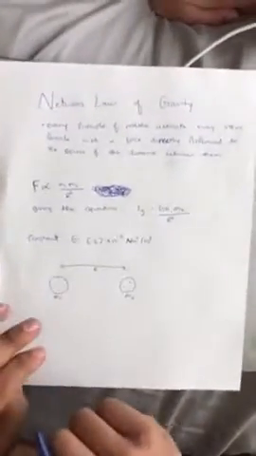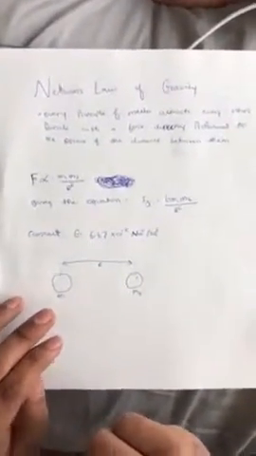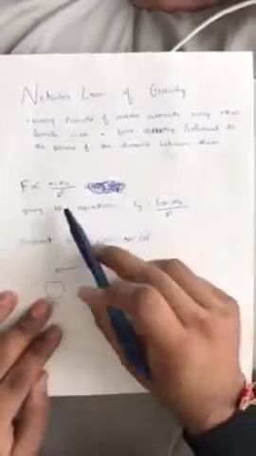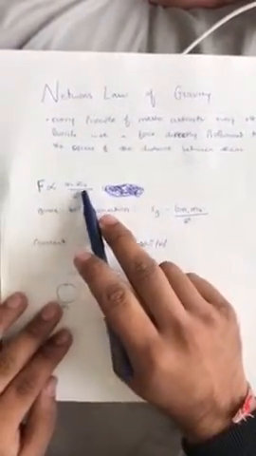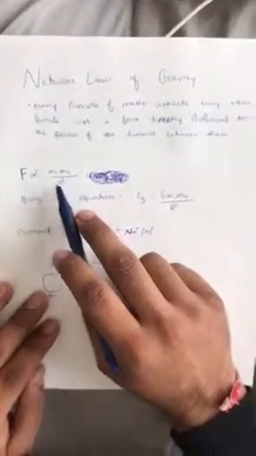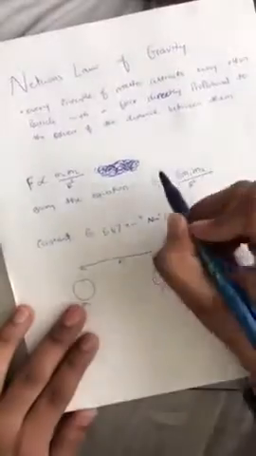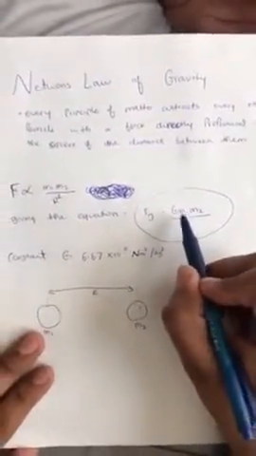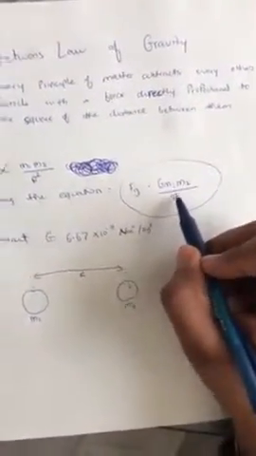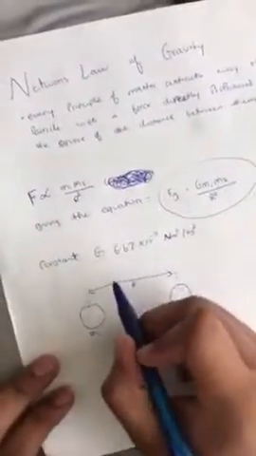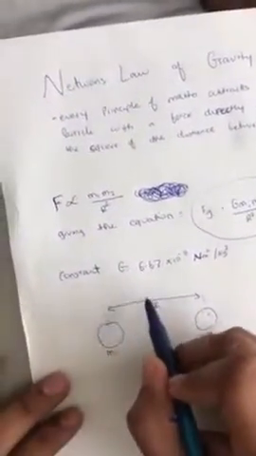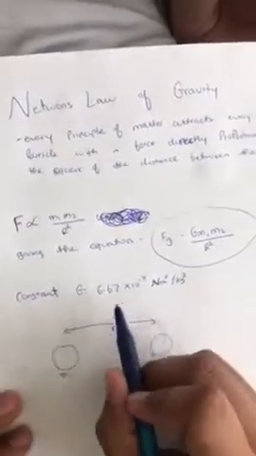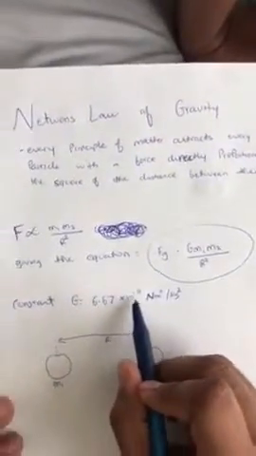So this means that the force is going to be directly proportional to mass 1 times mass 2 divided by the radius squared, which gives us the equation right here. Force of gravity equals G, which is a constant, times mass 1 times mass 2 divided by the radius squared. The constant G is always our universal constant, which is 6.67 times 10 to the negative 11.